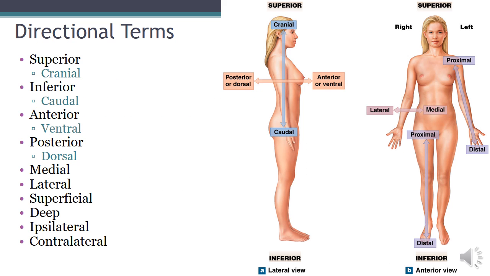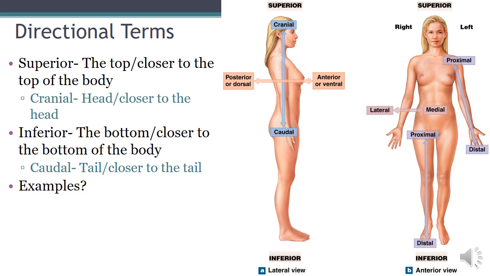When you're describing structures in the human body, it is common to use a set of directional terms that you can see laid out for you here: superior or cranial, inferior or caudal, anterior or ventral, posterior or dorsal, medial and lateral, superficial and deep, ipsilateral and contralateral.